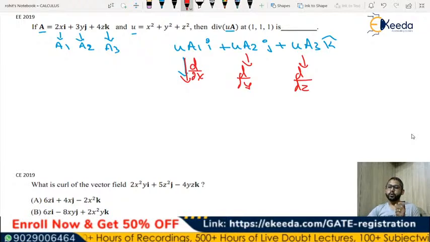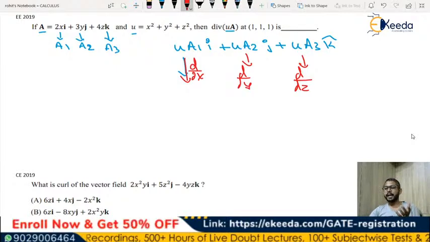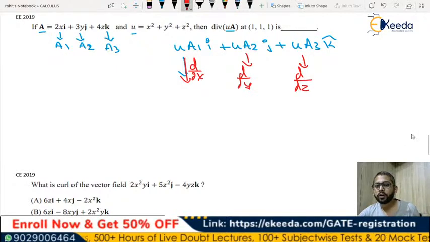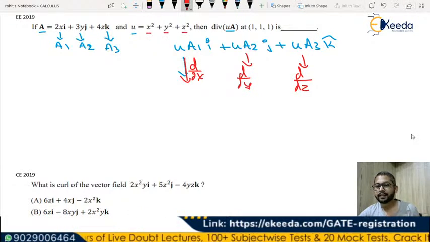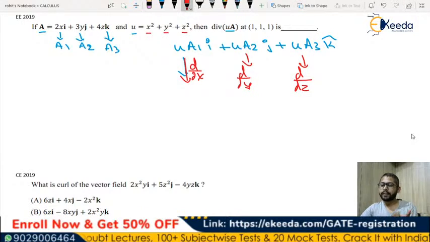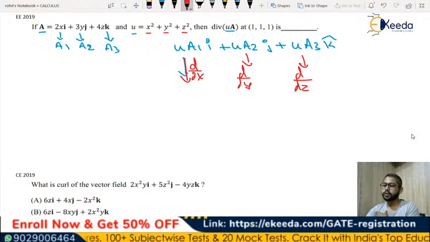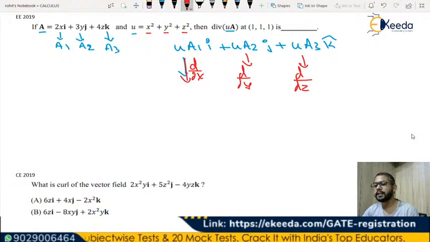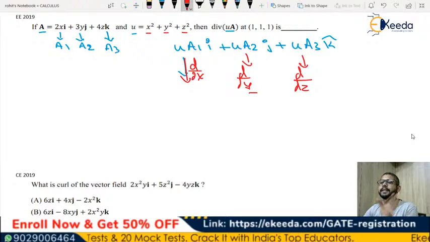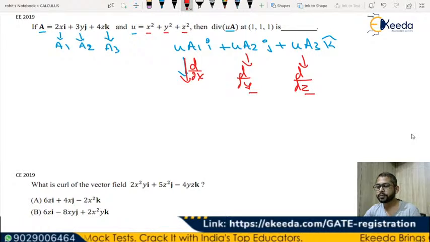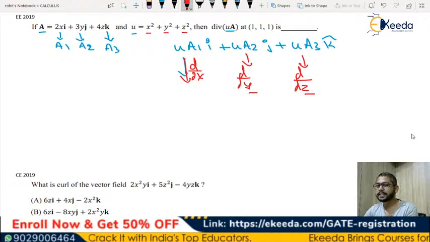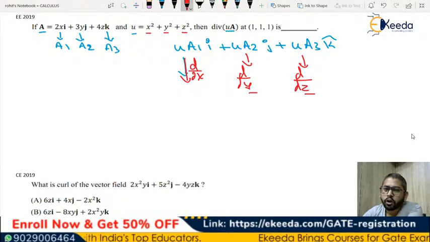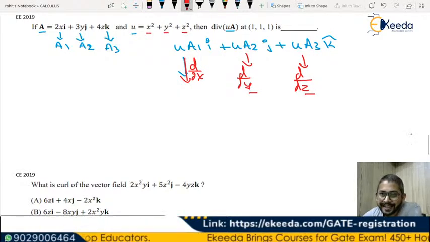Now, is this u independent of x, y, or z? The answer is no. U is having all three components x, y, and z. But when you are differentiating in terms of x, you will consider y and z to be constant. When you are differentiating in terms of y, you will consider x and z to be constant. When you are differentiating in terms of z, you will consider x and y to be constant, right? So all you will have is the result.